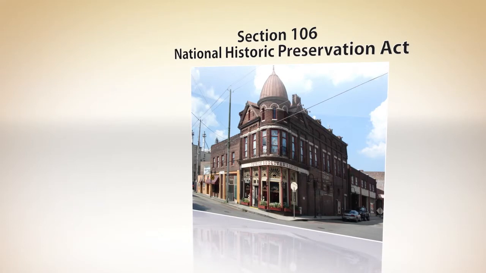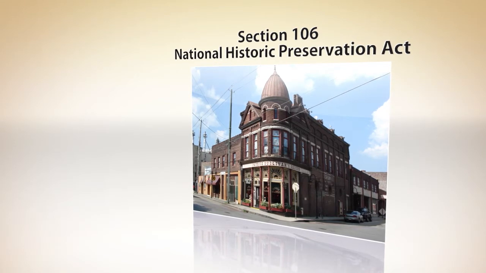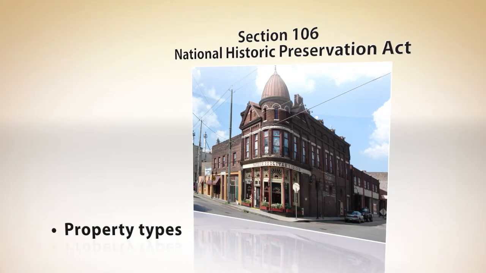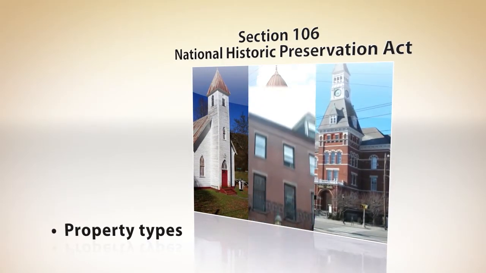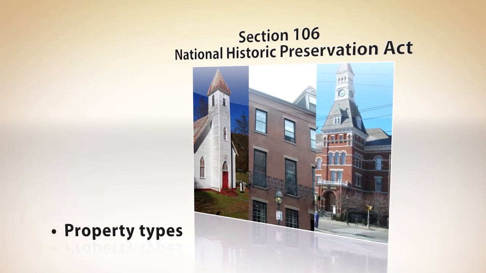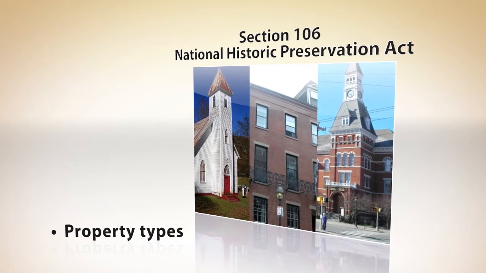One such law, Section 106 of the National Historic Preservation Act, requires federal agencies to consider the effects of their projects on historic properties. A historic property is any prehistoric or historic district, site, building, structure, or object that is included in or eligible for inclusion in the National Register of Historic Places.